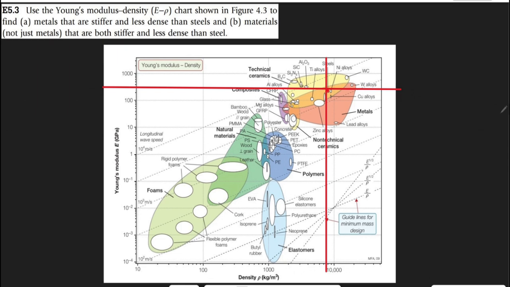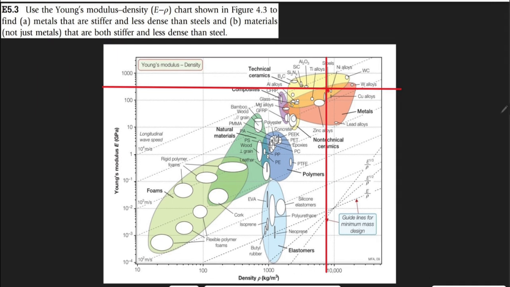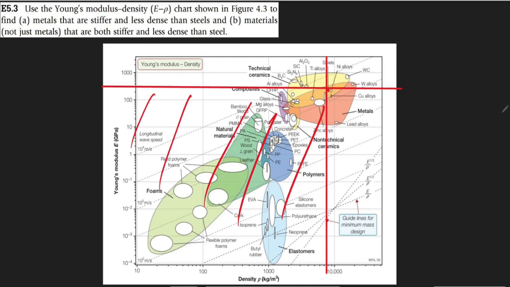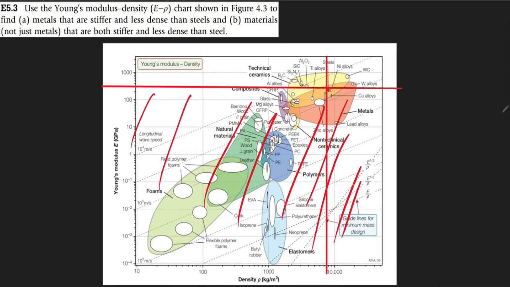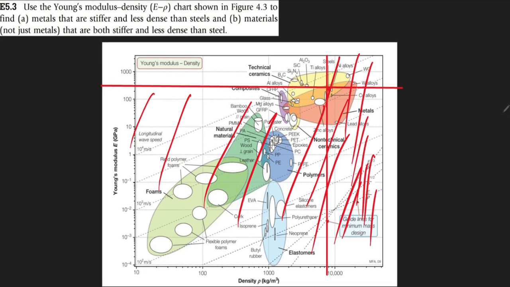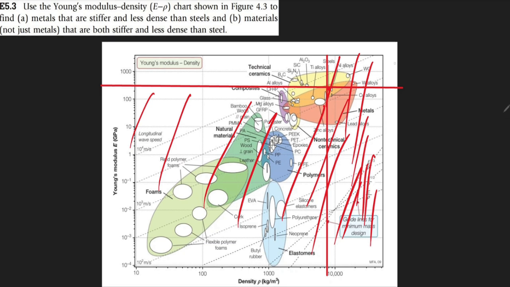So now that we have this, we are looking for material that are what? Stiffer. So everything that is below this line is not accepted. We are looking for just metals, right? And we are looking for metals that are what? Less dense. So everything here as well is not correct. If you look at here, you can look at the metal envelope. There are no metals that are stiffer and less dense than steel. So for A, no metals.